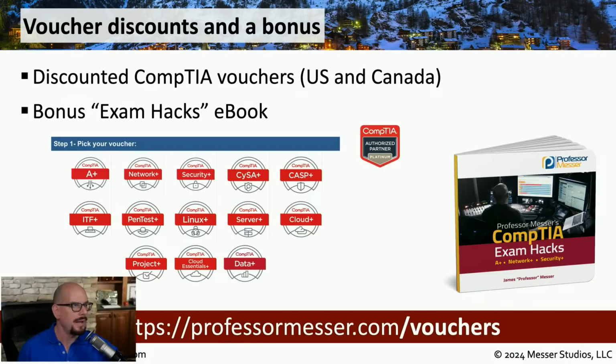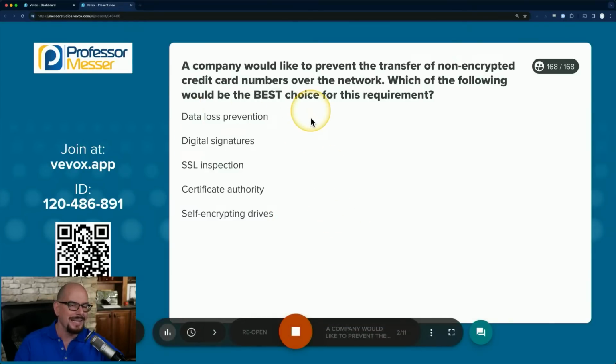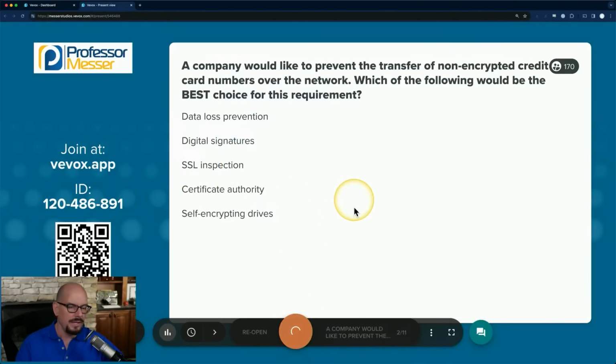Let's go back to this question we asked earlier. This question was about a company that would like to prevent the transfer of non-encrypted credit card numbers over the network. Which of the following would be the best choice for this requirement? Is it data loss prevention, digital signatures, SSL inspection, certificate authority, or self-encrypting drives?